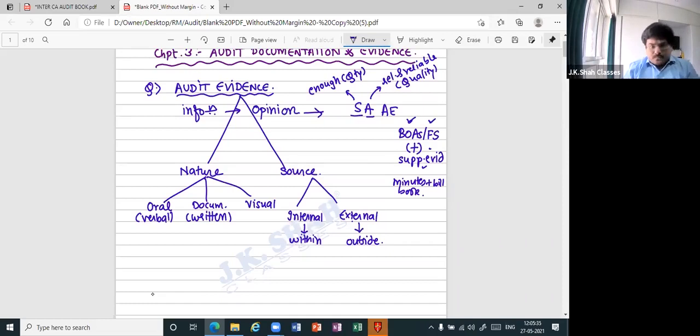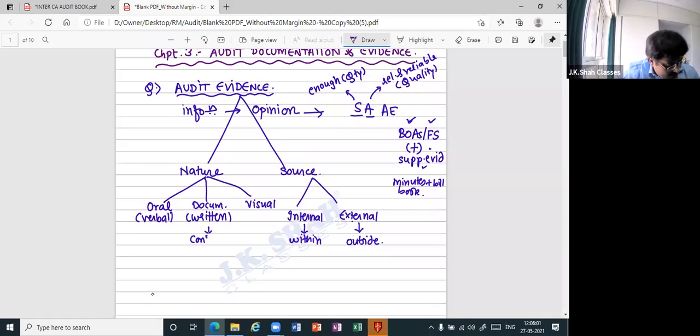So simple. For a simple example, say I want management to give me an explanation. So I will ask the management, tell me, what is this expense which is there in your financial statements? Then if they give me an explanation, can I say what they are giving me? What is the nature of that information? Oral. Perfect. Acha, can you give me an example of documentary? Anything in writing.